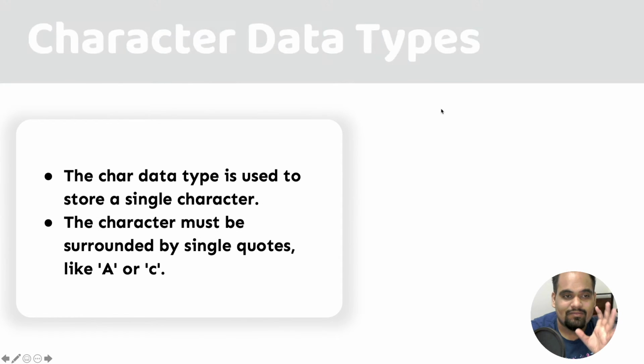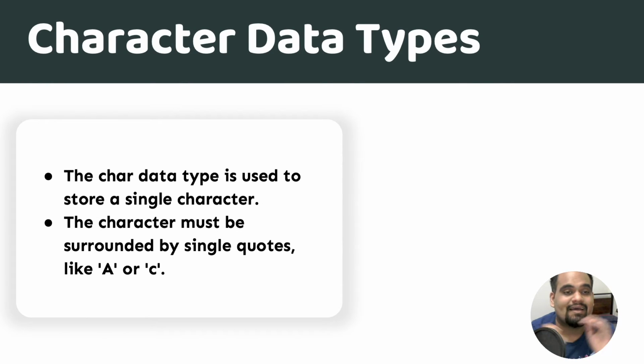Okay, let's move on to the next part, which is character data types. The character data type is used to store a single character. A character must be surrounded by single quotes, for example 'A' or 'C'. You use these everywhere, wherever you want to store a character. It can be a classroom number, it can be any sort of variable where you want to store a character. It's very handy, very powerful, very easy, and you use these for storing a lot of different things.